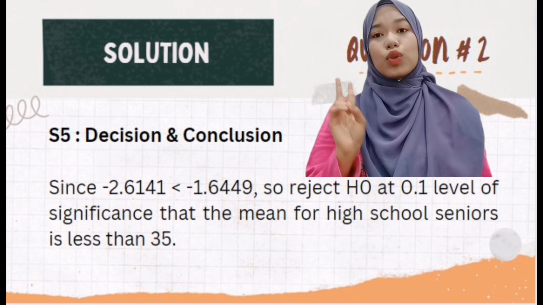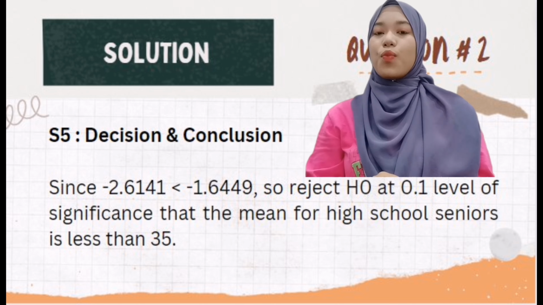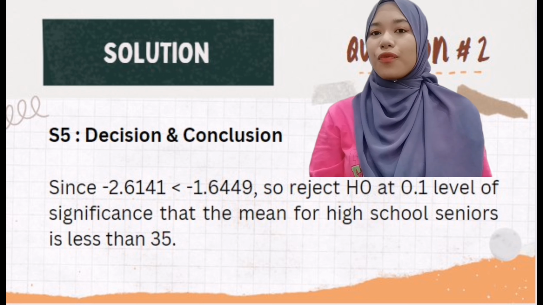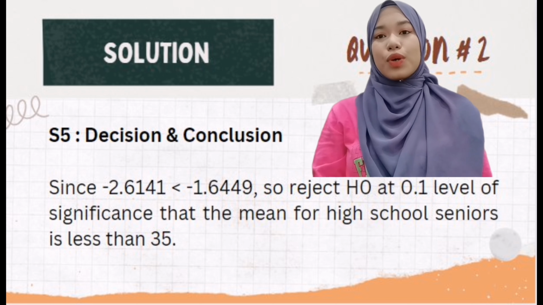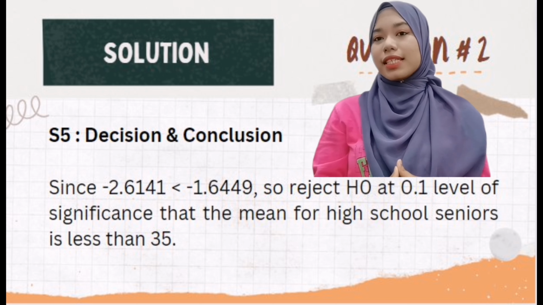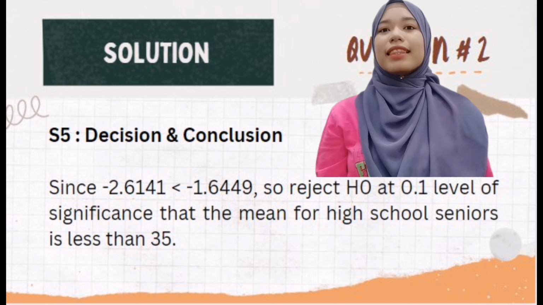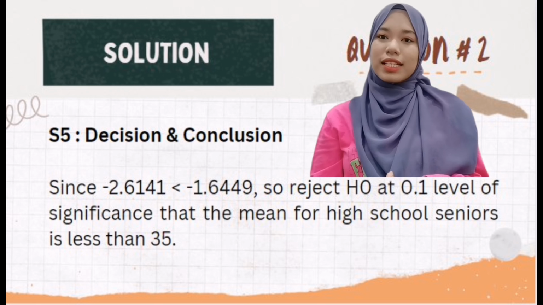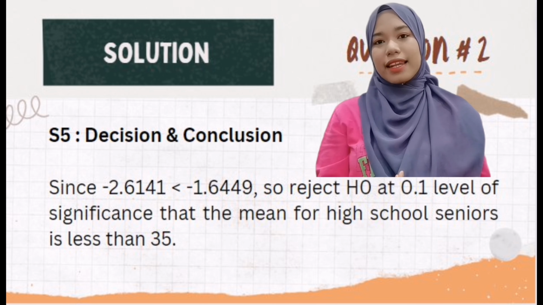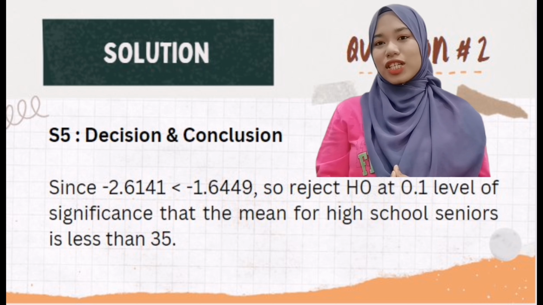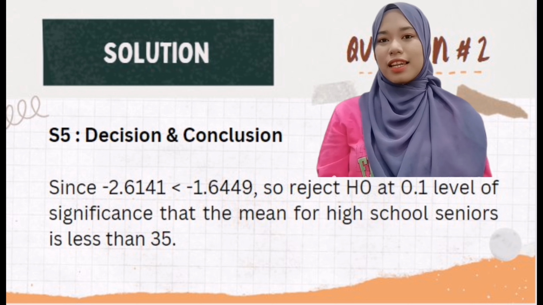The last step, which is step 5, we make the decision and conclusion. Since negative 2.6141 is less than negative 1.6449, we reject the null hypothesis at the 0.1 level of significance, so the mean for high school seniors is less than 35 minutes. That's all the explanation to solve the question.